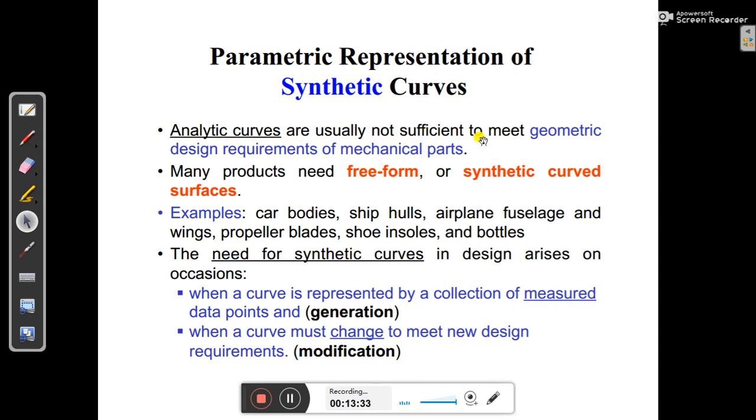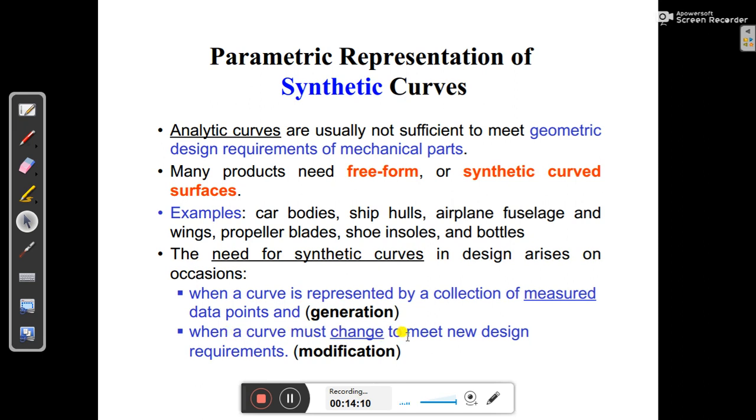Analytic curves are usually not sufficient to meet geometric design requirements of mechanical parts. Many products need free-form synthetic curved surfaces. Examples: car bodies, ship hulls, airplane fuselages, wings, propeller blades, shoe insoles, and bottles. There are various examples to understand the various types of curve forms which are free form or might be synthetic curves. The need for synthetic curves in design arises on occasions when a curve is represented by a collection of measured data points, and generation.